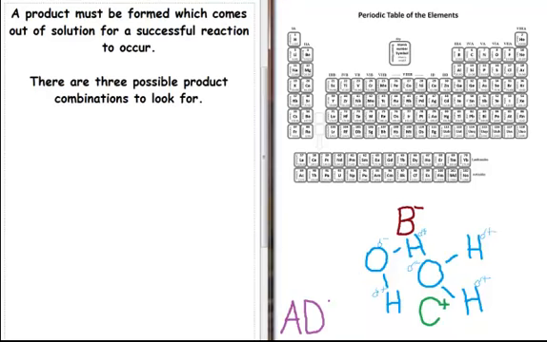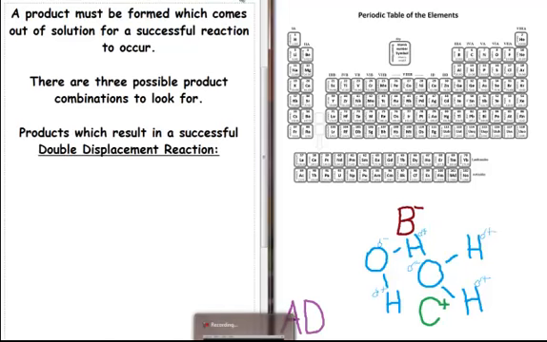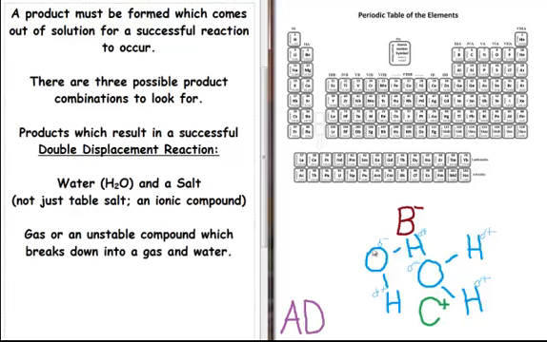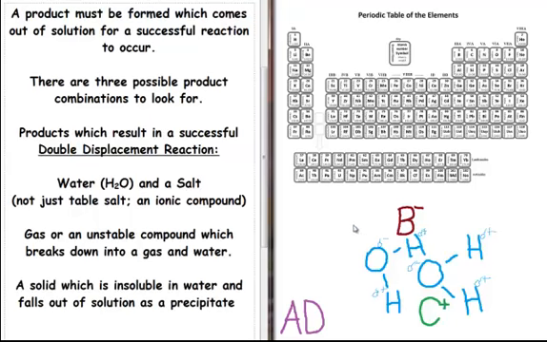There are three possible product combinations to look for. Products which will result in a successful double displacement reaction would be an exchange between the two original reactants to produce both a water and a salt, or one of the products being a gas or an unstable compound that then breaks down into a gas and water, or a solid which is insoluble in water, that means it can't be dissolved in water, and therefore it falls out of solution as a precipitate. A precipitate is just what we call a solid that doesn't dissolve in water that comes out of solution.